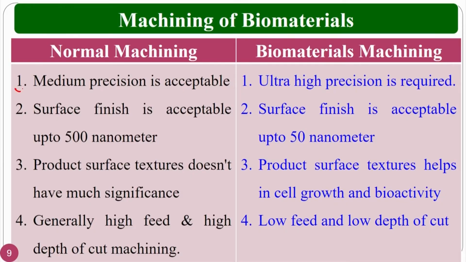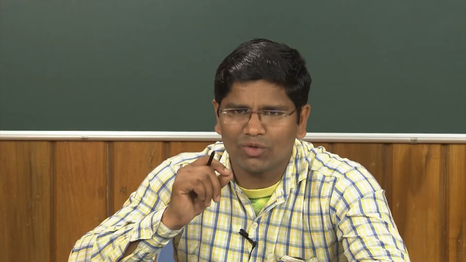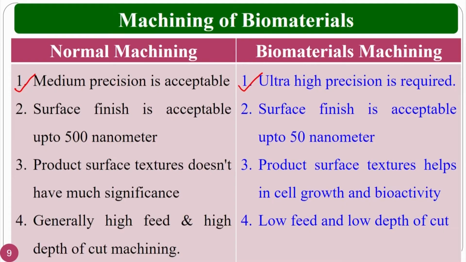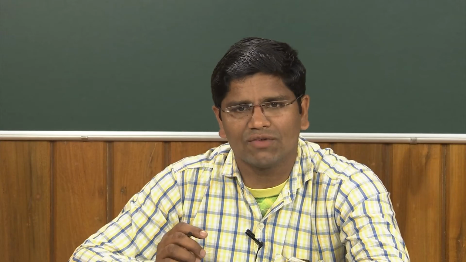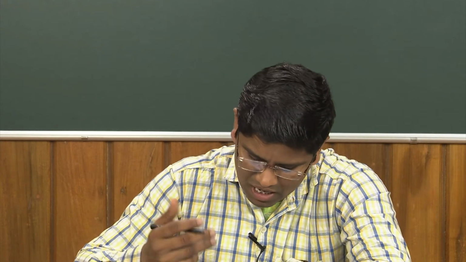Even though a component is medium precision, you can accept it, but in terms of bio, you need not take any tolerances, because, I mean to say exact, I cannot say 100%, but the only thing is that you should go for highly precise components. In microns, the gap also plays a major role. Surface finish is acceptable up to 500 nanometers, but here the surface requirements are too high, that is 50 nanometers. That's why the cost of bio implants normally goes up.